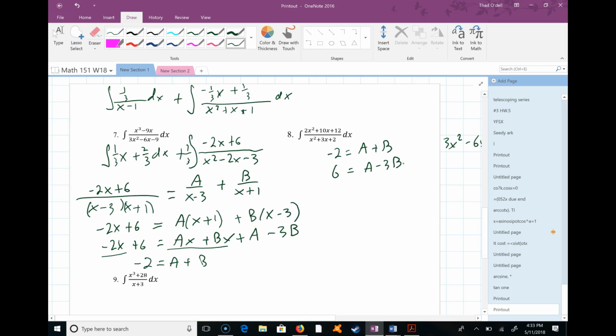So we got a system of equations here we have to solve. You could multiply the top equation by 3. So that would give me negative 6 is equal to 3A plus 3B. Add those two equations together and you get 0 is equal to 4A, so that means that A is equal to 0. Why is that? Oh yeah, because we can factor out a 2 there.